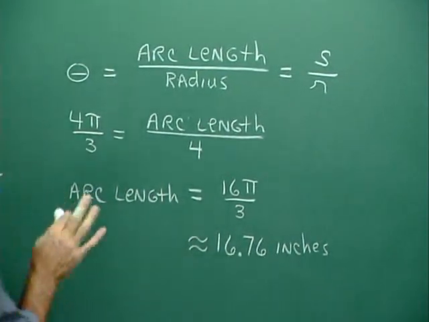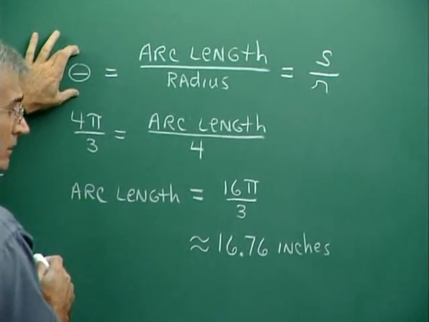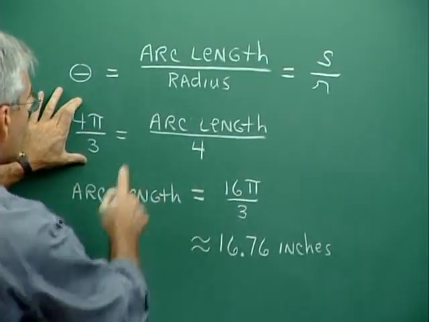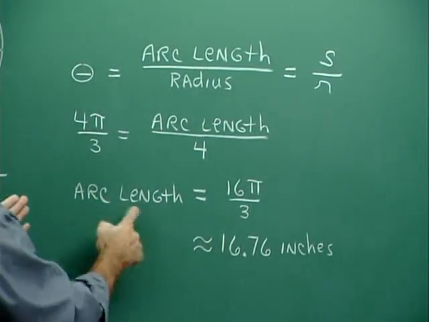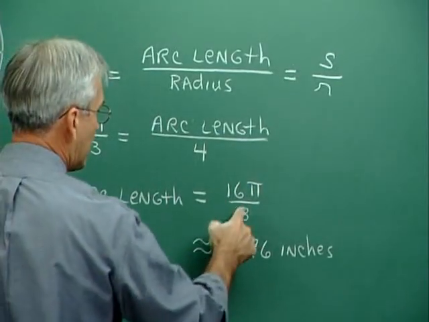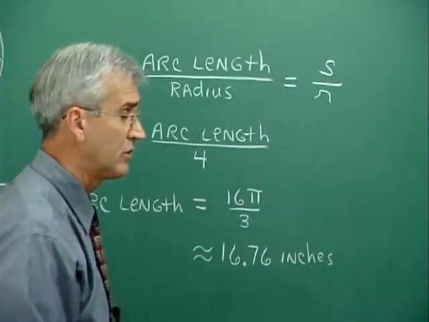Okay. Now, what do we know about this? Well, we know that the theta, the angle here in radians is 4 pi over 3. We know the radius is 4. So multiplying on both sides by 4, we find the arc length to be 16 pi over 3, or approximately 16.76 inches.